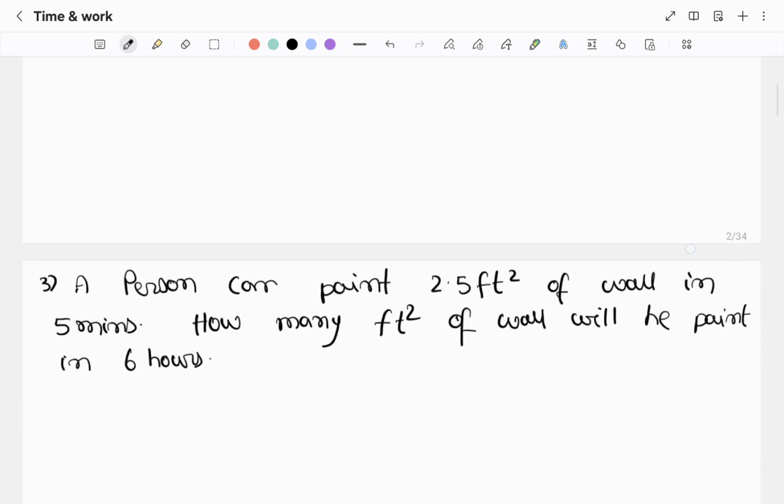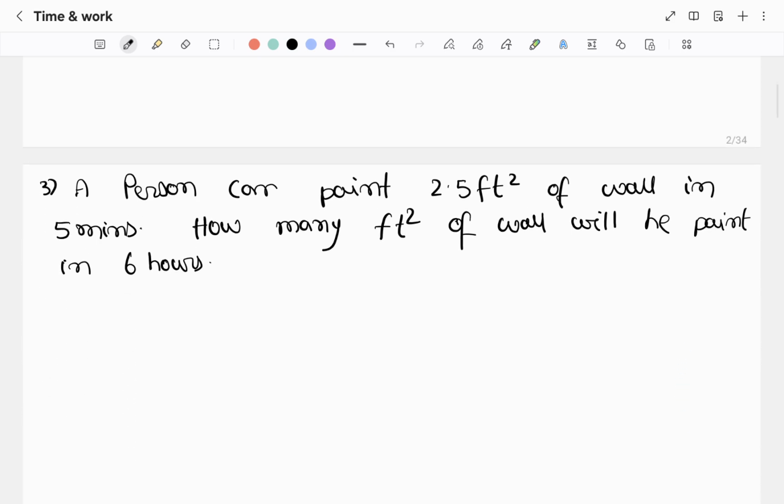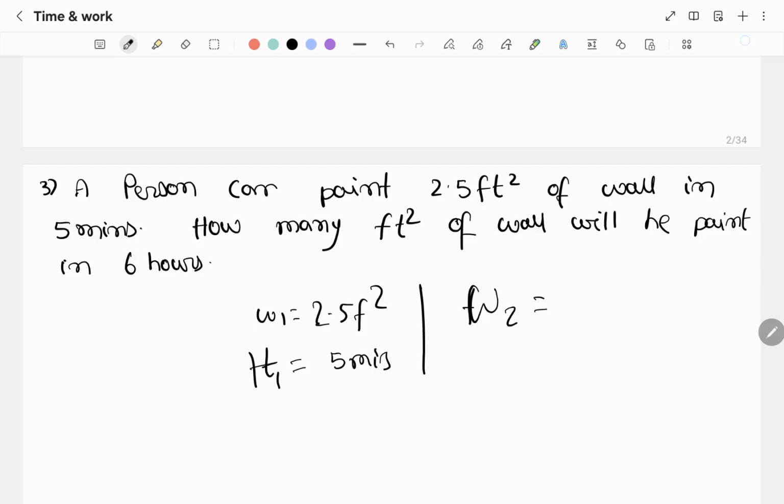Next question. A person can paint 2.5 feet square of wall in 5 minutes. So work 1 is given, 2.5 feet square. Then time is given, T1, we can say H1 is equal to 5 minutes. Then W2, work 2, we need to find. And he paints in 6 hours. H2 is given as 6 hours.